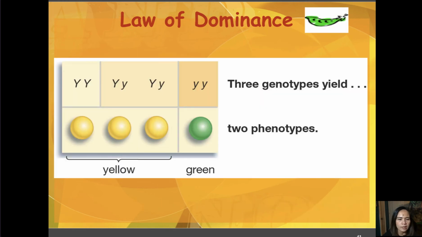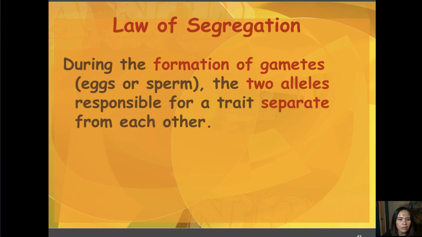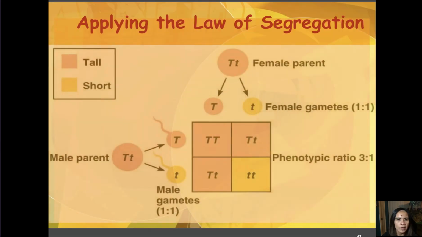Now, in this case, 3 genotypes will yield 2 phenotypes: 75% yellow and 25% green. Law of segregation. So this is another law. The law of segregation: during the formation of the gametes, eggs or sperm, the two alleles responsible for a trait separate from each other. Alleles for a trait are then recombined at fertilization, producing the genotype for the traits of the offspring.